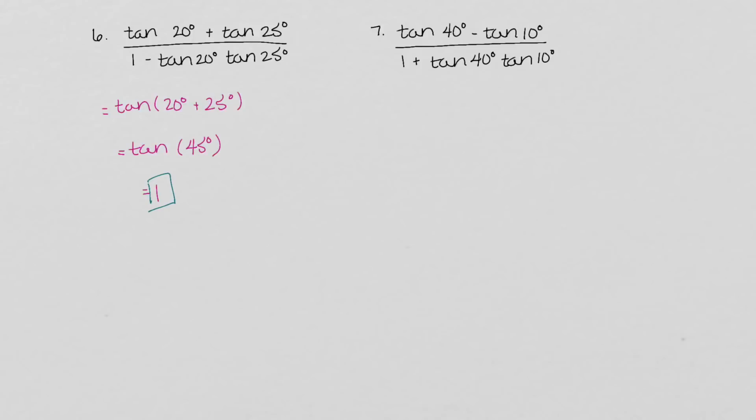Number 7 is the difference identity for tangent. So this is tangent of 40 degrees minus 10 degrees. And that's tangent of 30 degrees. And tangent of 30 degrees, we were just working with that for problem 3. That is the square root of 3 over 3. And so we're done.